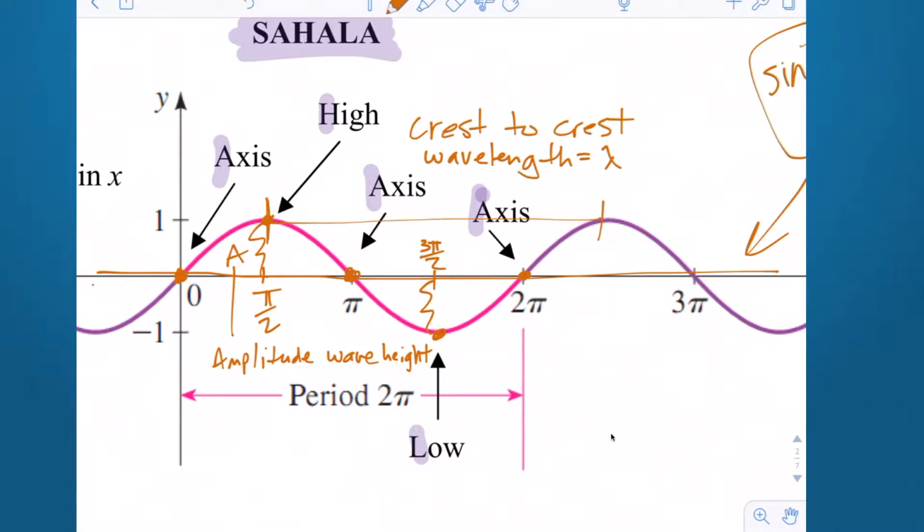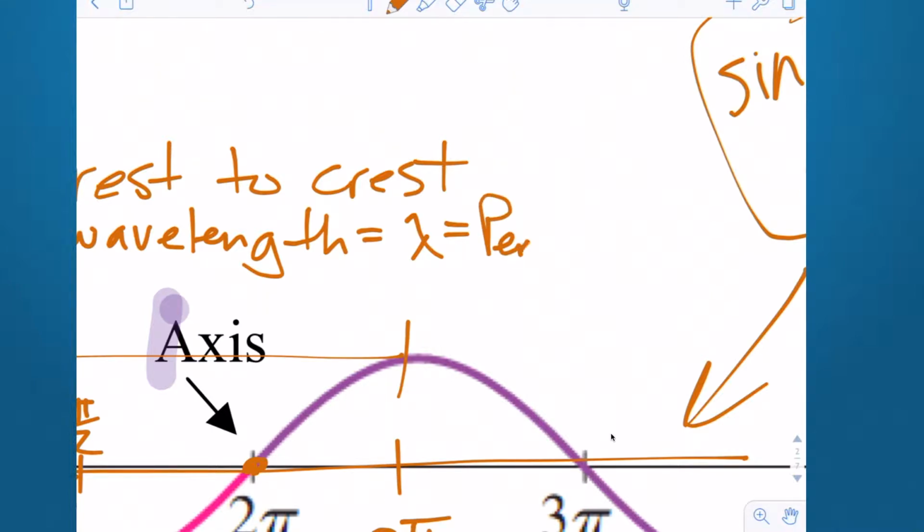How far is it from pi halves to 5 pi halves? That would be where the next height is. Well, what's 5 pi halves minus pi halves? 4 pi halves or 2 pi. That's what we call the what? The period. So the wavelength is exactly the same as the period.